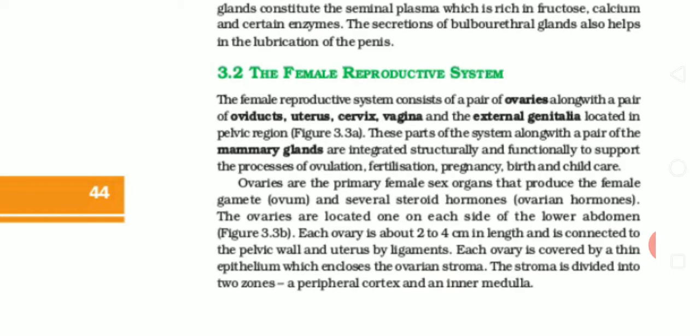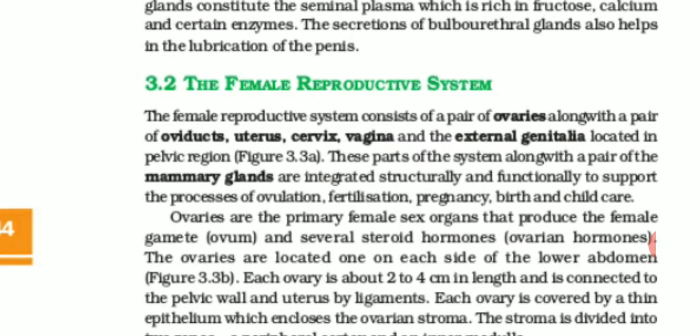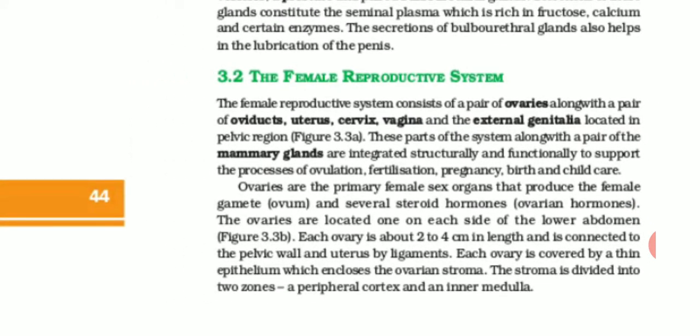Yes students, we are on chapter number 3, and today we are taking the female reproductive system in human beings. So let's start the female reproductive system. Students, I provided you notes also. I hope you have read them. I also gave you diagrams in them. You have to practice the diagrams too.